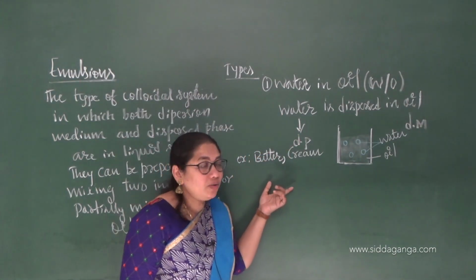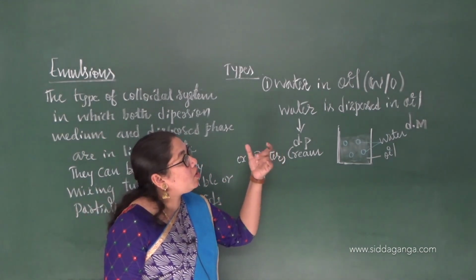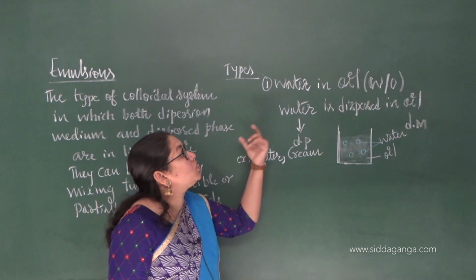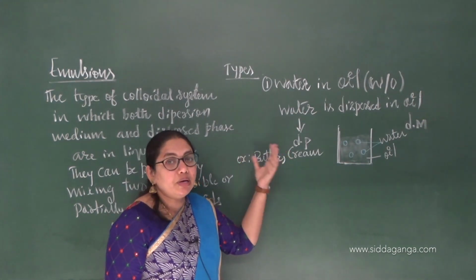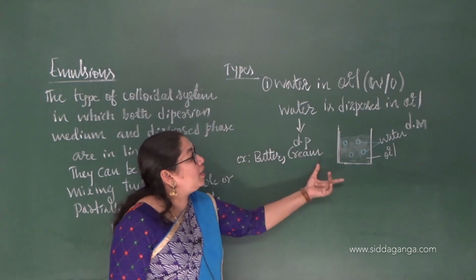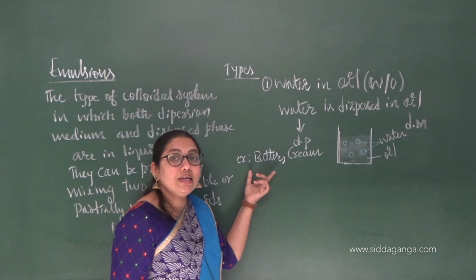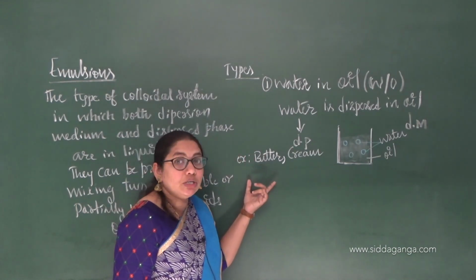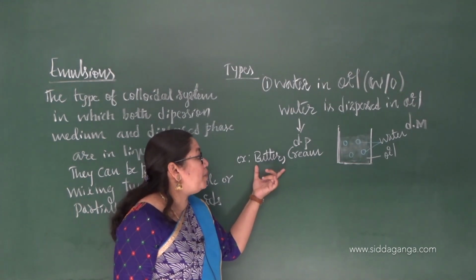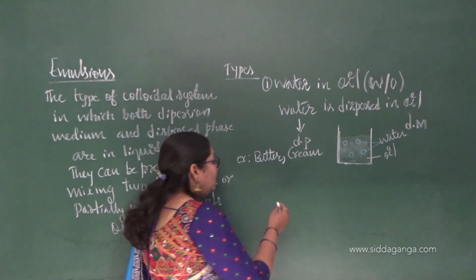Okay, understood the first one? So if the water is dispersed in oil, such a type of emulsion is called water in oil emulsion. Here I have given the diagrammatic representation for that one. The examples for such emulsions are butter and cream. Okay, so again you are having the second type.